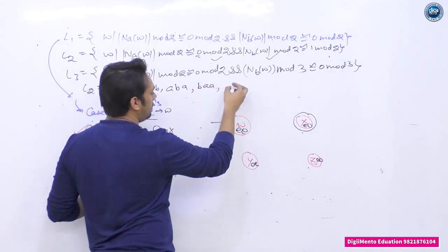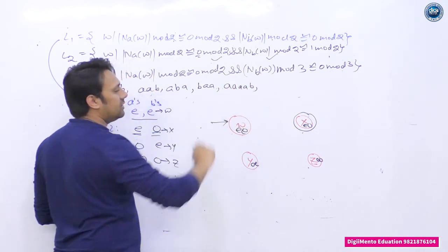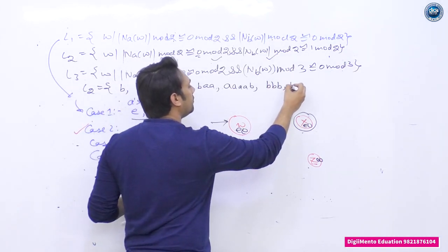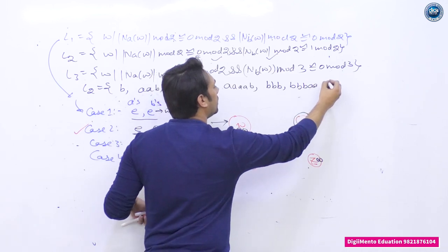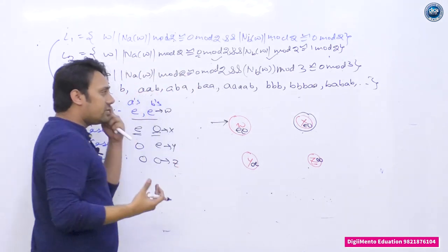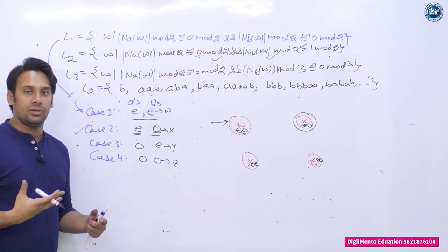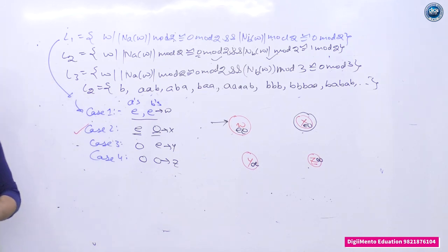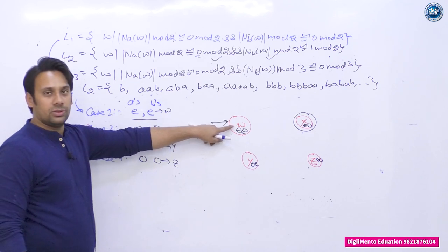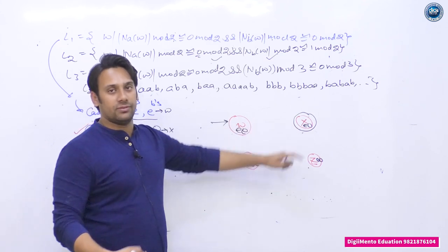We can also have AAAB, so number of A's are even, B are odd. We can also have BBB or BBBAA or BABAB and so on. So in every string, the number of B's should be odd and number of A's should be even. This is what I want. Okay, so yahan par humne W ko initial state banaya. Why? Because this is representing a string of length 0. Humne X ko final state banaya because this is representing the case that I want to represent.